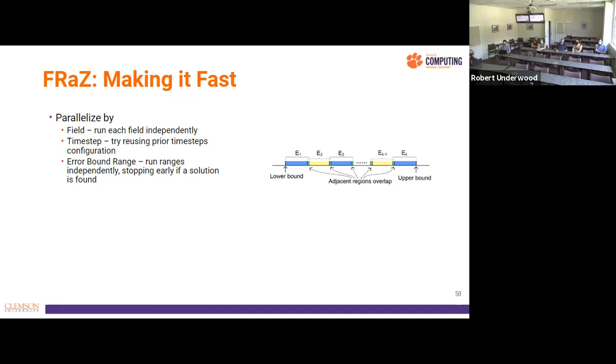We can also perform additional parallelization by error-bound range. So what we do is we take the total range of lower bounds and upper bounds that we want to search, and we can subdivide it into multiple components that we will then search independently, stopping early if we find a solution. One thing you may notice from the graphic is that these regions slightly overlap.